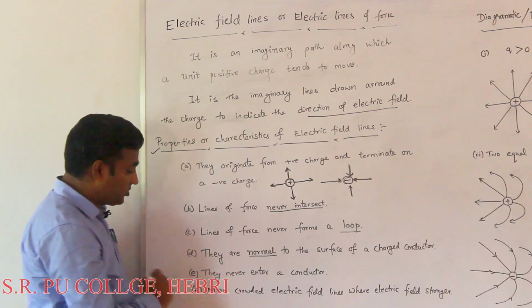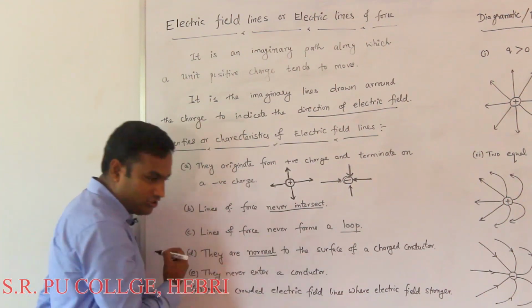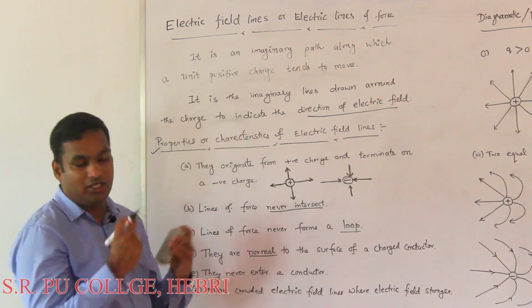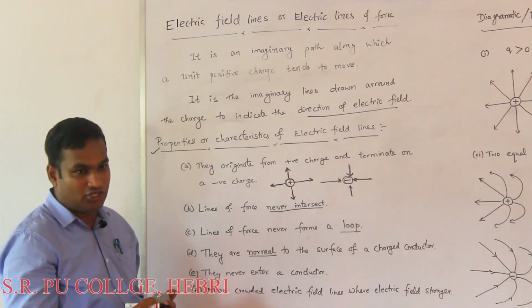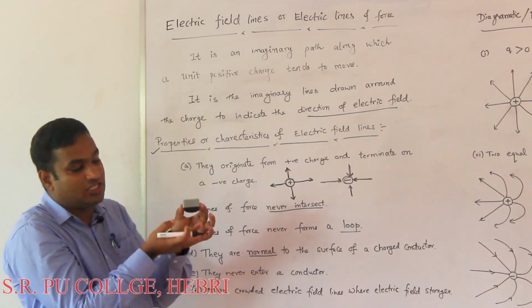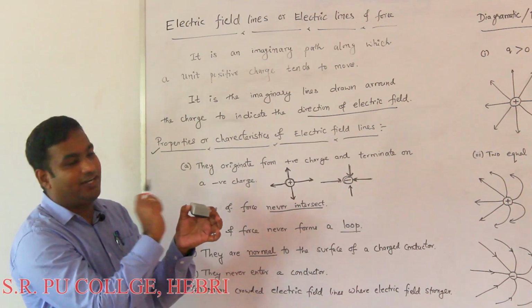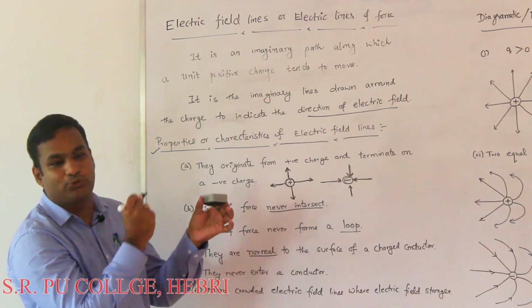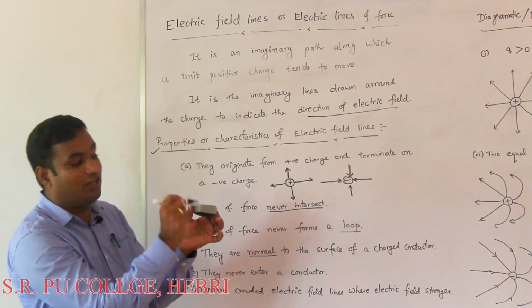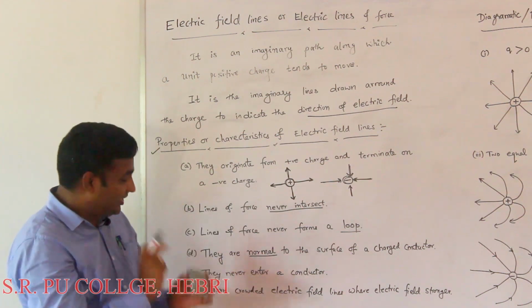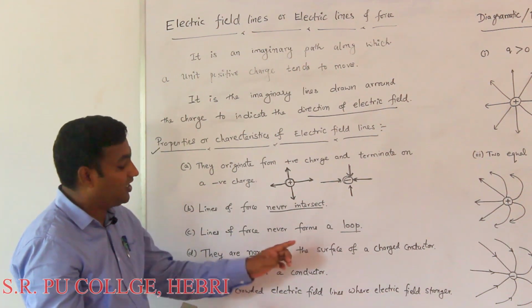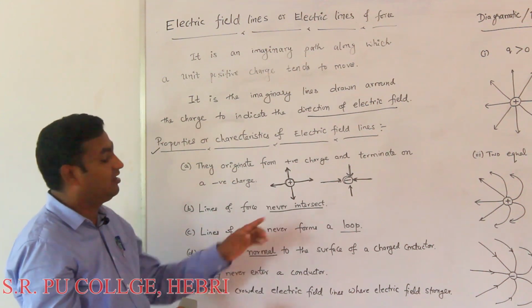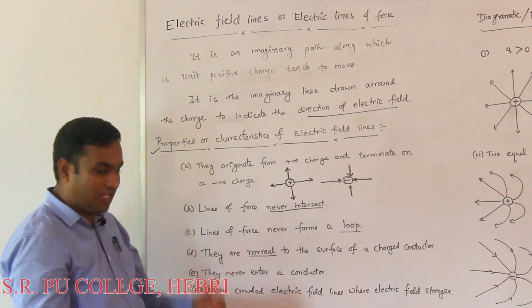Next important characteristic, they never enter a conductor. The reason is we already learned the basic characteristic of charge. All the charges are located on the surface of a conductor. Inside a conductor net charge is equal to 0. So electric field inside a conductor is also 0. That's why they never enter inside a conductor. It is one of the characteristics.